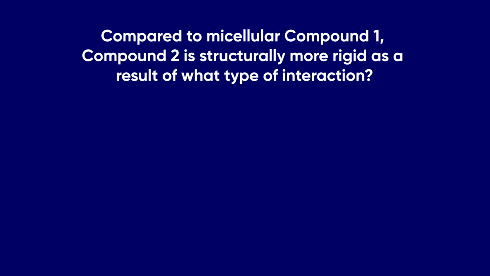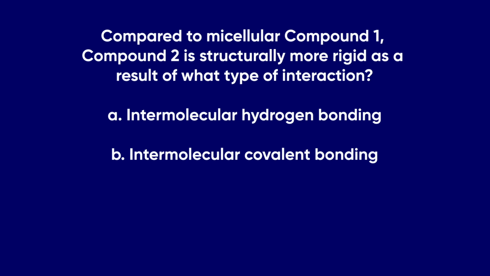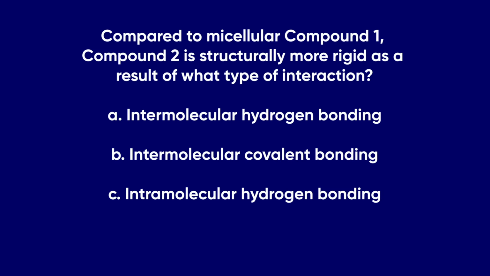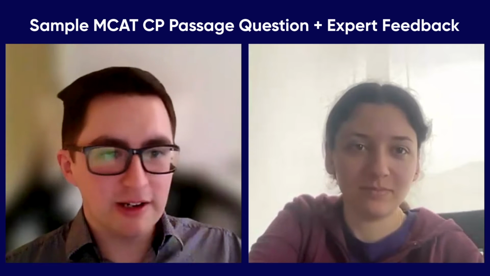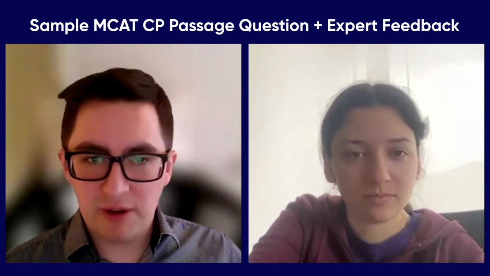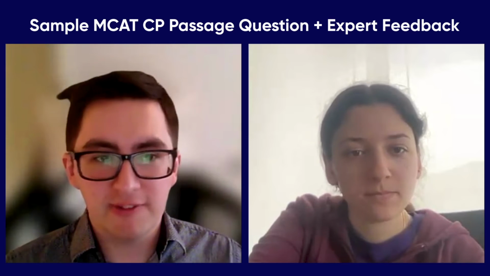Compared to micellular compound 1, compound 2 is structurally more rigid as a result of what type of interaction? A. Intermolecular hydrogen bonding. B. Intermolecular covalent bonding. C. Intramolecular hydrogen bonding. D. Intramolecular covalent bonding. So question 1, compared to the micellular compound 1, compound 2 is structurally more rigid as a result of what type of interaction?